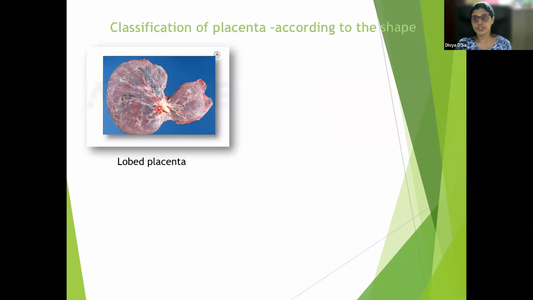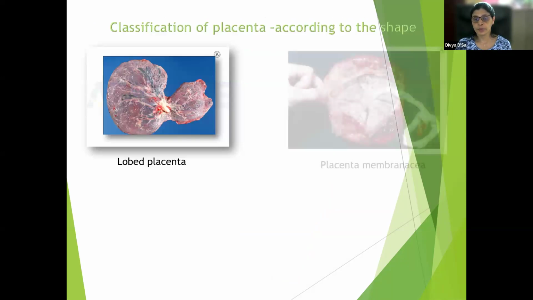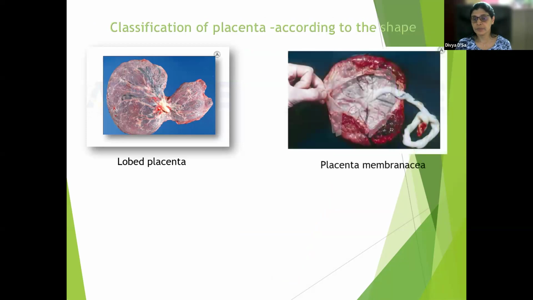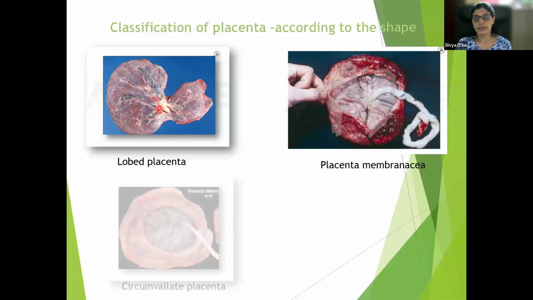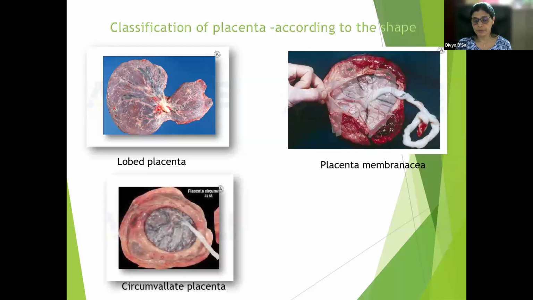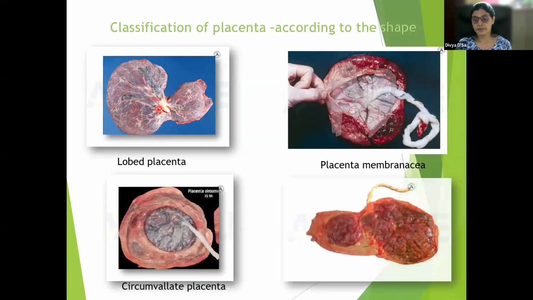Then according to the shape of the placenta, we have lobed placenta. We have placenta membranacea, where the entire placenta is covered by an extra membrane. Then we have circumvallate placenta, where all around the placenta there is a thick membranous structure. Then we have placenta succenturiata, where there is a main placenta along with one more small portion which is detached and separate.